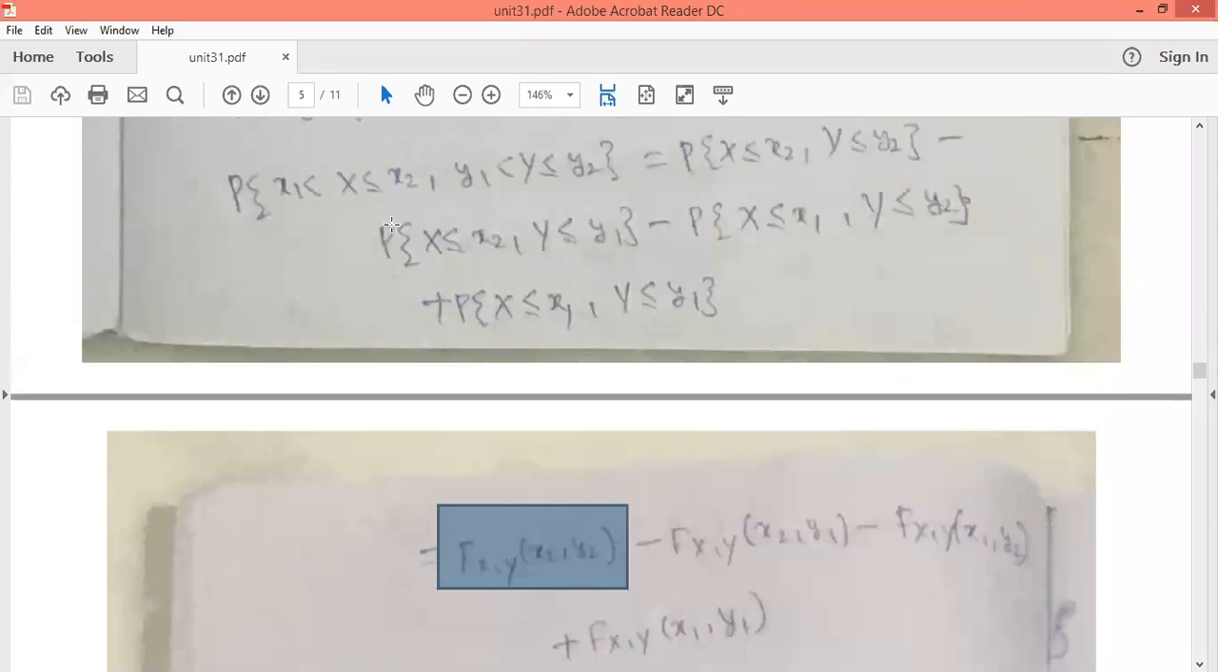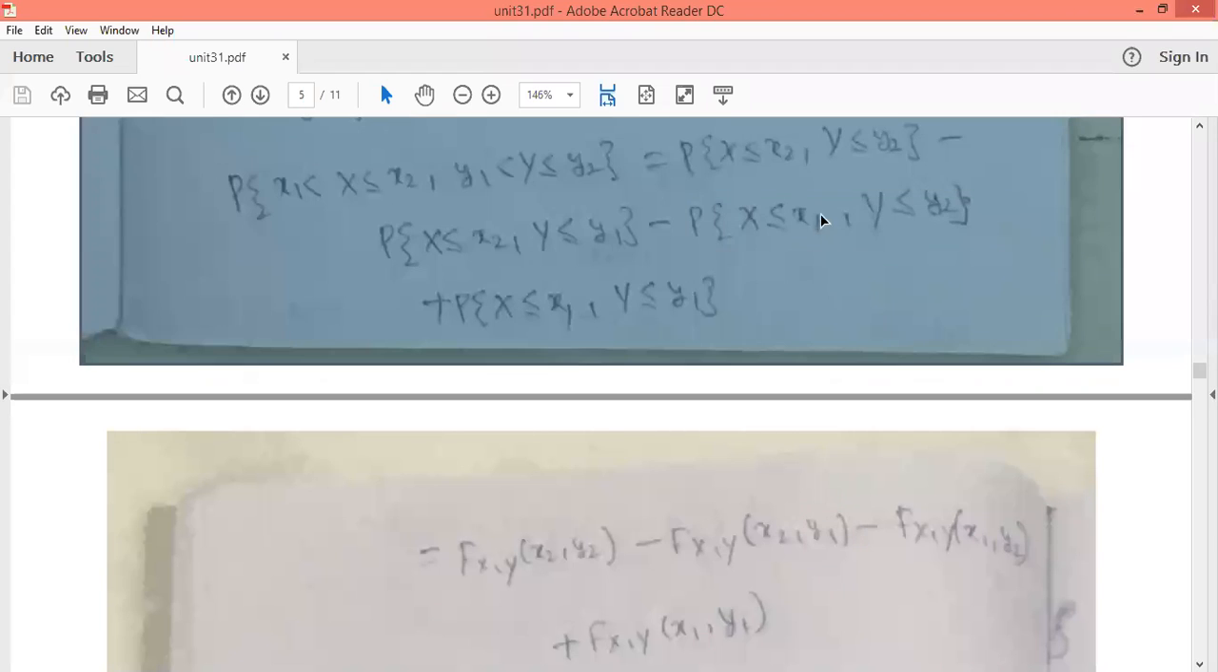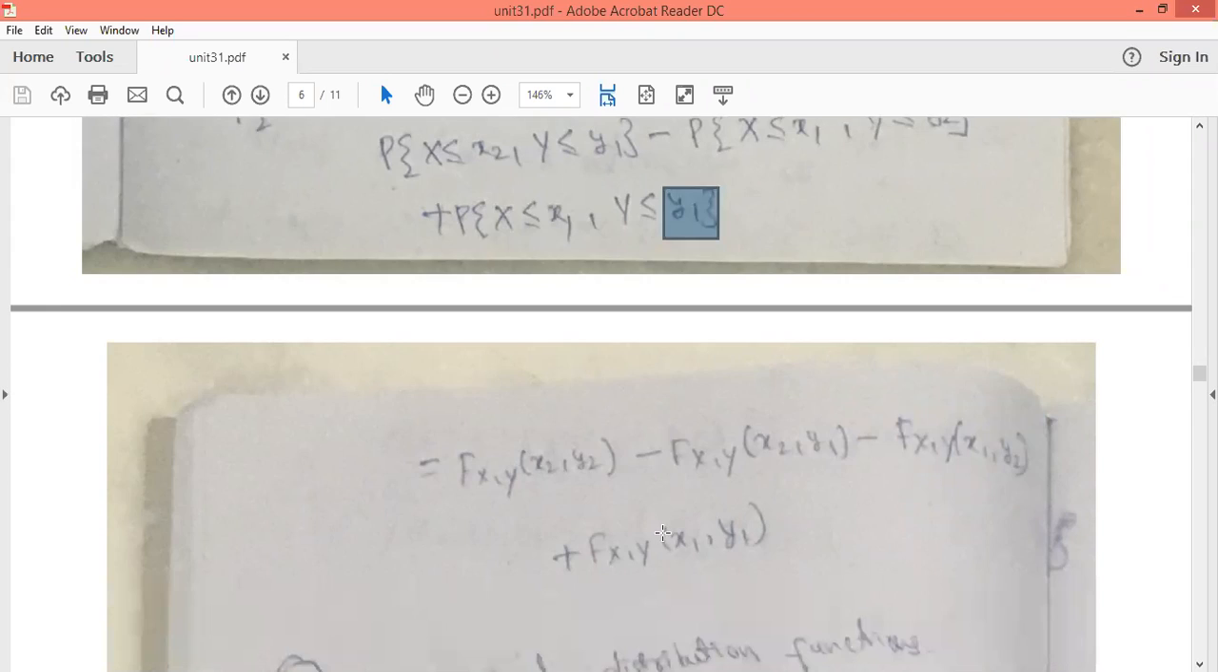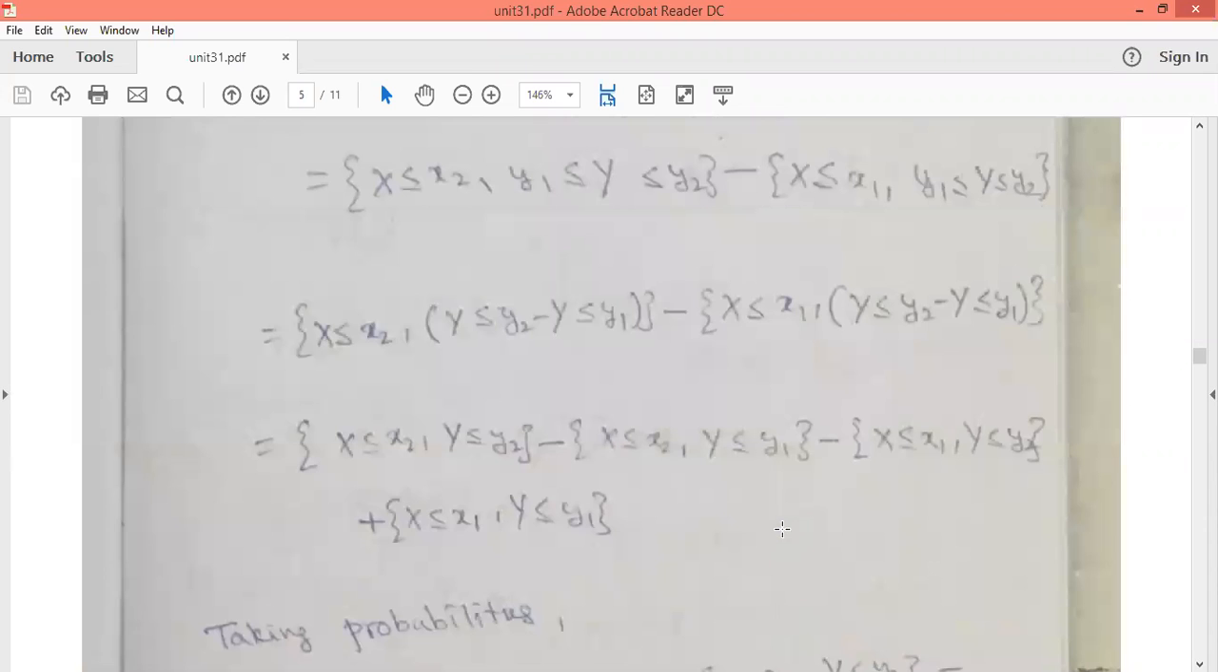Okay, similarly, what is this? This is the joint distribution function at x2 and y1. Similarly, what is this here? This is the joint distribution function at x1, y2. And the last term is the joint distribution function at x1, y1. Okay, so that is the Fxy of x1 comma y1. So this is our fifth property.